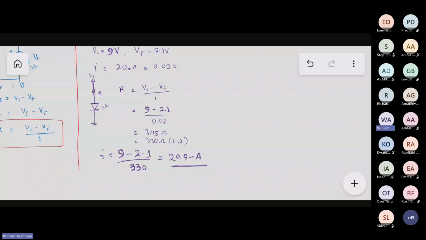So you can choose a higher one in the series. Then you use it to recalculate. So that is how we design circuits. Do we understand? Great.